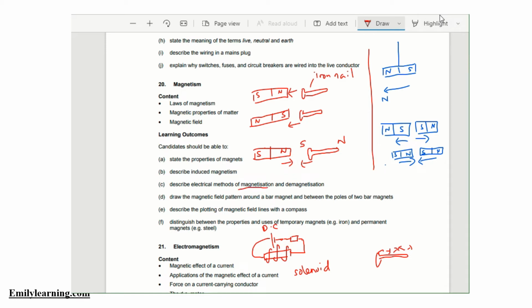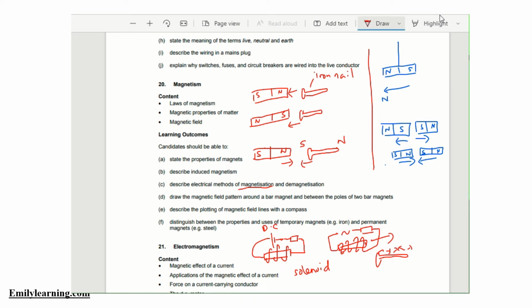So in short, to magnetize a magnetic material, what you need to do is to place the magnetic material into a solenoid connected to a DC supply, and it will become magnetized. To demagnetize a magnet, what you need to do is to use an AC current, an alternating current. So you place the magnet into the solenoid connected to an AC supply, and you slowly remove the magnet from the solenoid to demagnetize it.